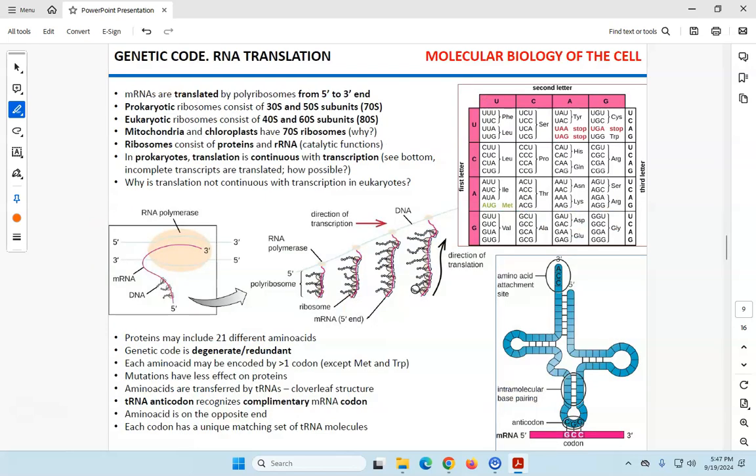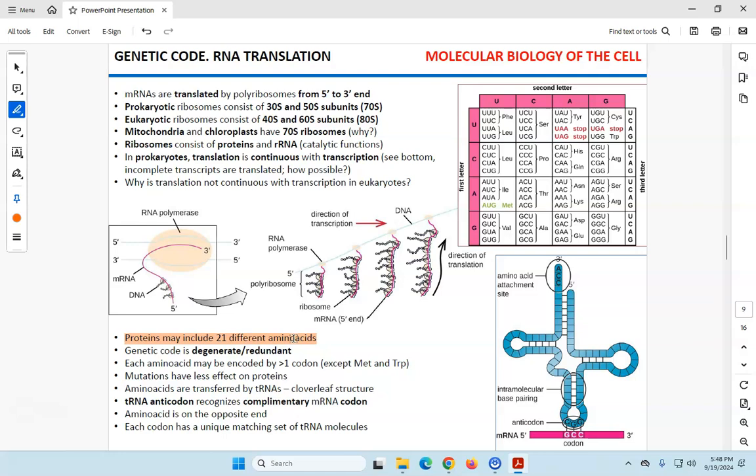So now let's talk about genetic code first. We're going to start at the bottom, then we're going to jump to ribosomes and talk about the basics of translation. So proteins have 21 different amino acids. You need to encode each amino acid using nucleotides. Are you with me?